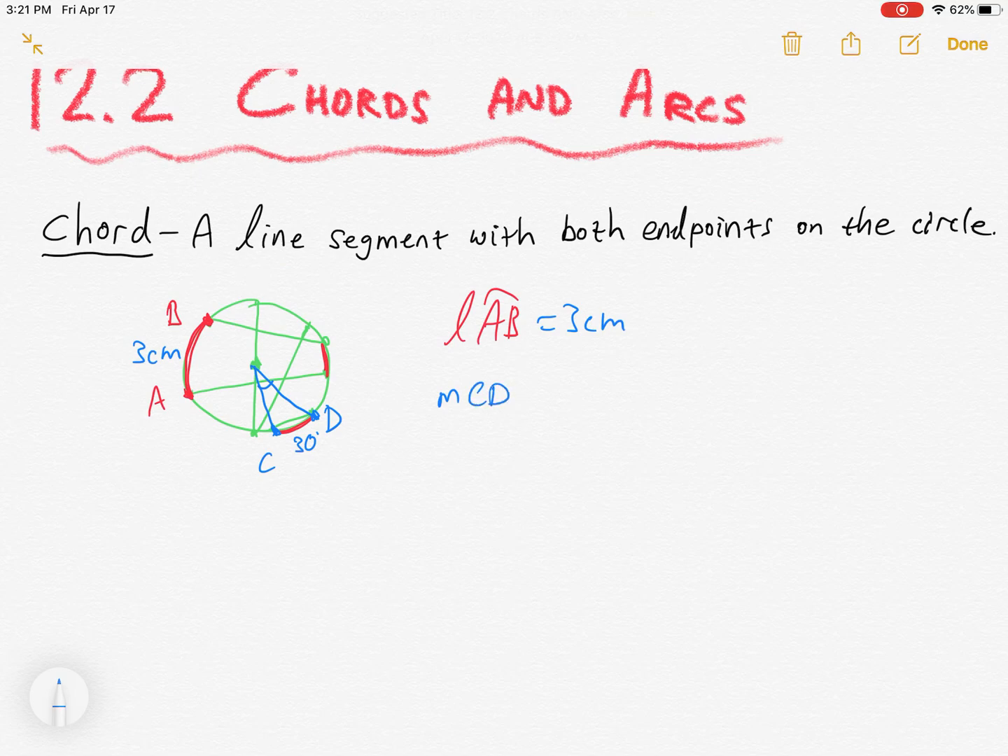So the arc measure, call this C and D, the arc measure always equals the measure of the intercepted angle that opens up to it. So that's the distinction. So those are arcs and chords.